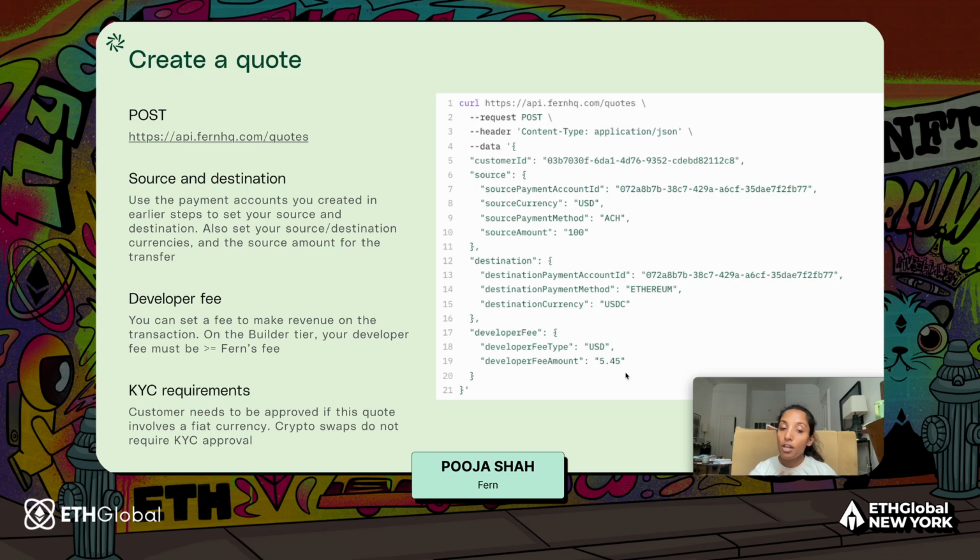Now, in other tiers that are not the builder tier, we enable a lot of flexibility for this developer fee. Fern charges a fee as well, so that's one thing to note. On the builder tier, the developer fee has to be greater than or equal to whatever Fern's fee is. So you can effectively just pass on the Fern fee at cost, or you can make some revenue on top of it. On other tiers, we do enable developers to subsidize the Fern fee, so you could make your developer fee zero if you'd like. But on the builder tier, your developer fee must be greater than or equal to Fern's fee. So that's one constraint to keep in mind when you're building as a builder.